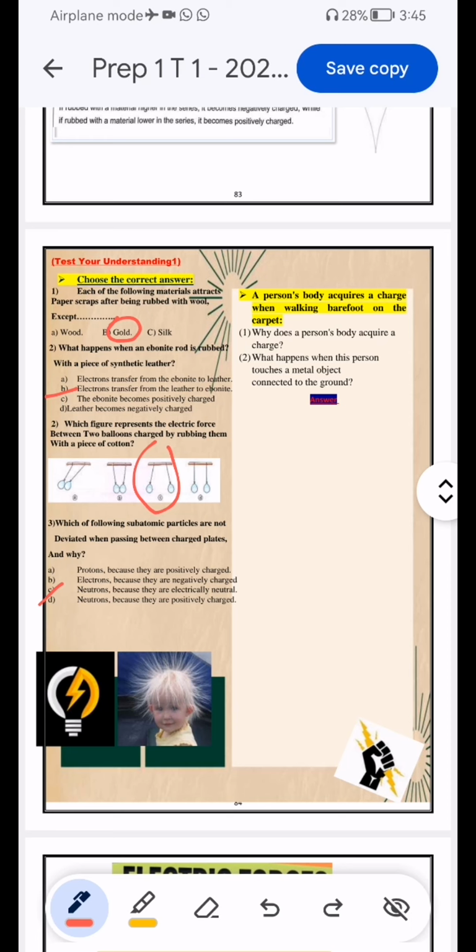The next: a person's body acquires a charge when walking barefoot on a carpet. Why does the person's body acquire a charge? Due to what? Friction between you and the carpet, so some charges transfer to your body. Number two, what happens when this person touches a metal object connected to the ground? We said the charges on your body will be discharged. That means they go away from your body. So you will feel what? A slight electric shock.